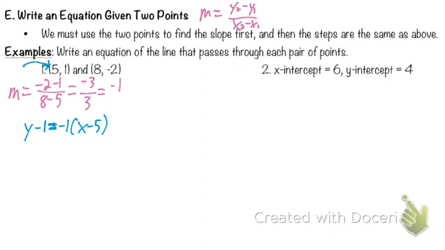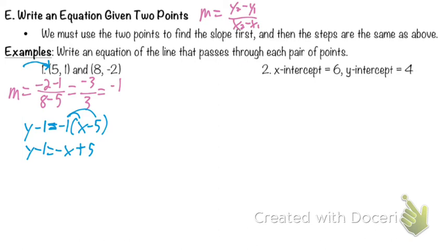Okay, so now at this point, we're going to drive our vehicle the rest of the way. So we distribute. Y minus 1 is equal to negative x plus 5. Good with that step? Bad with that step? Give me a thumbs up, thumbs down. I want everyone's vote on the step I just did.